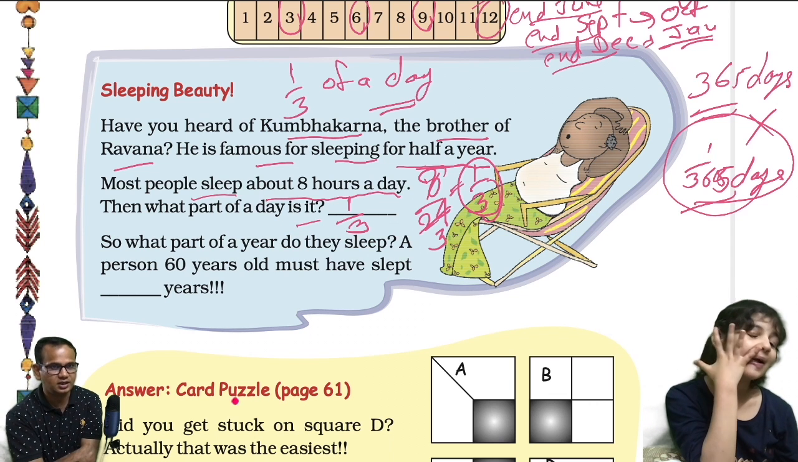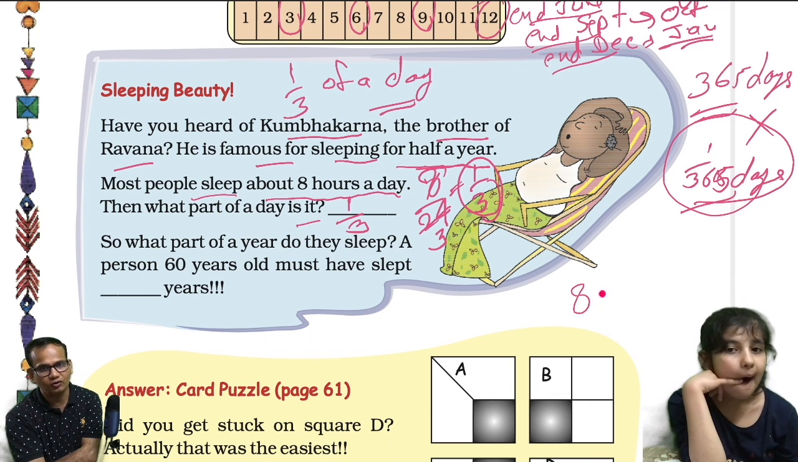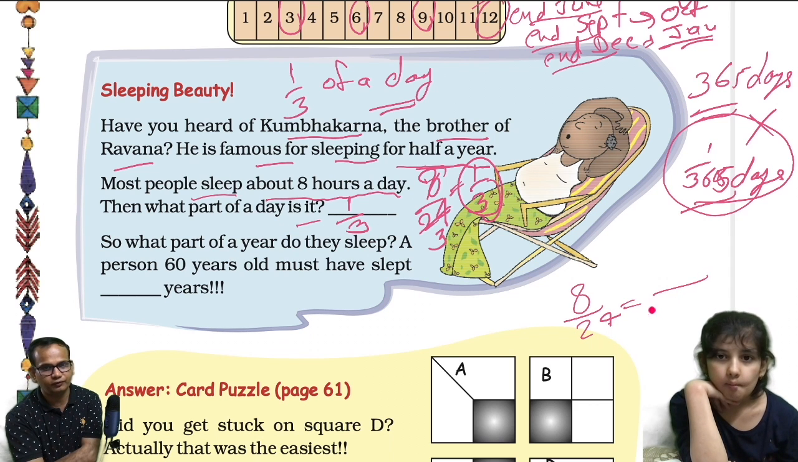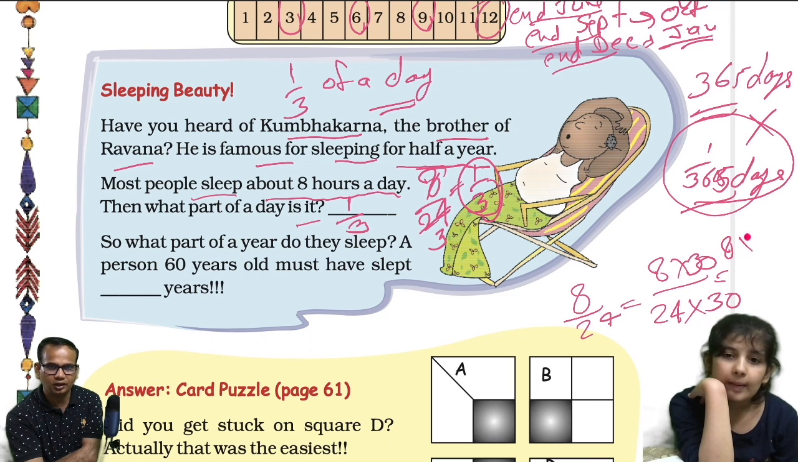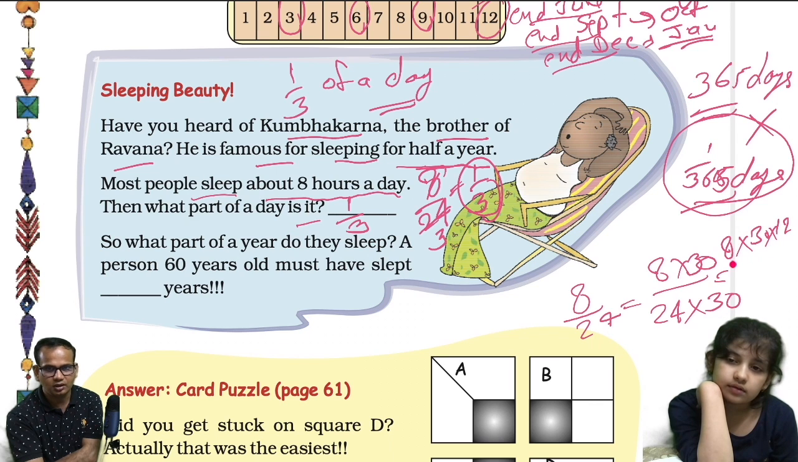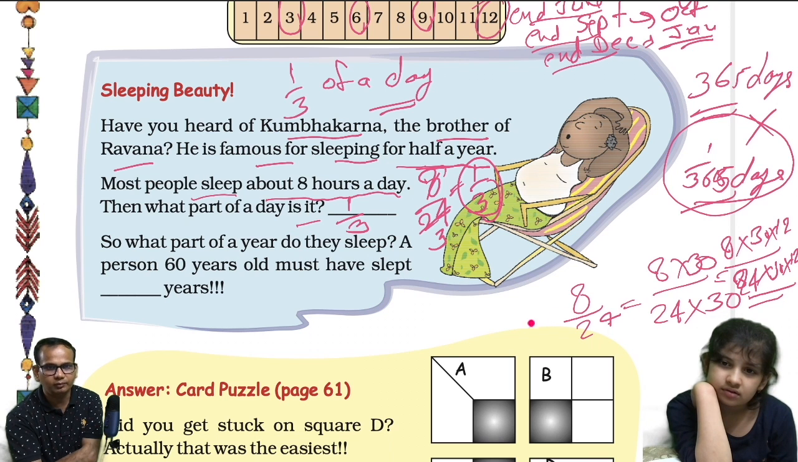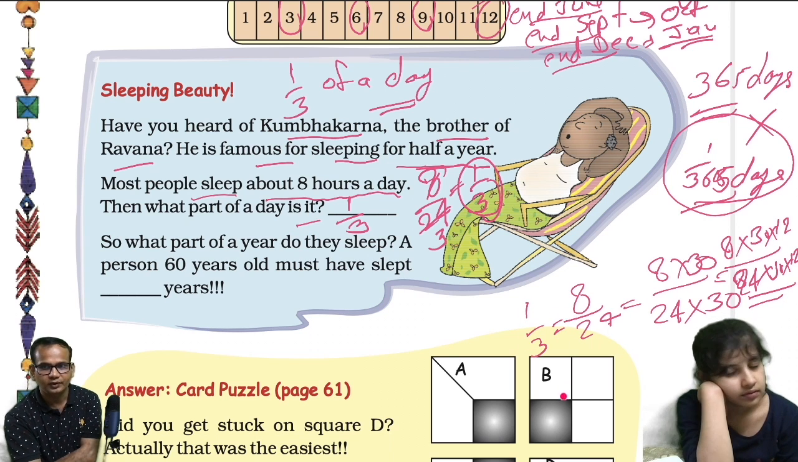If they are sleeping 8 hours out of 24, then for one month, if you multiply by 30, here also you have to multiply by 30. And for 12 months, you have to multiply by 24, 30 and 12. So it will be one-third only, right? Did you get this concept or not?